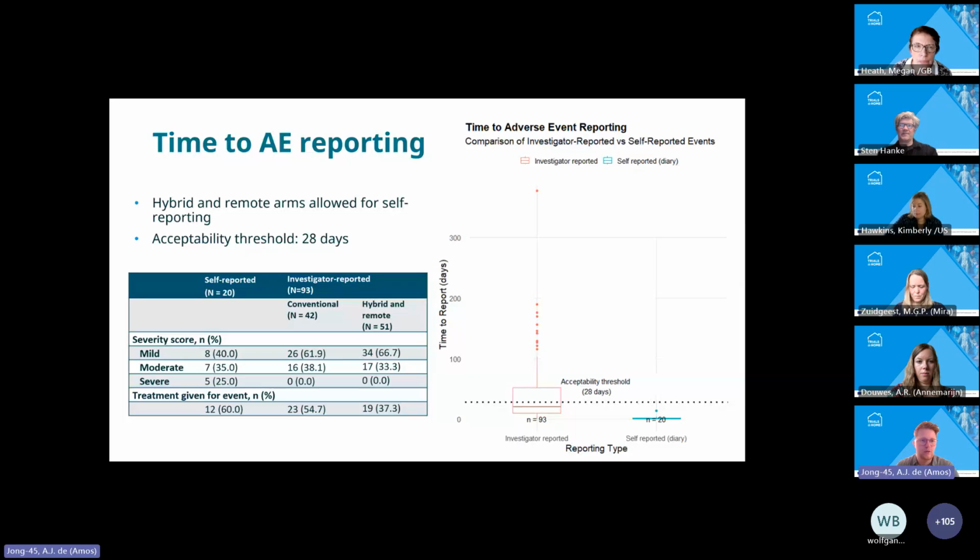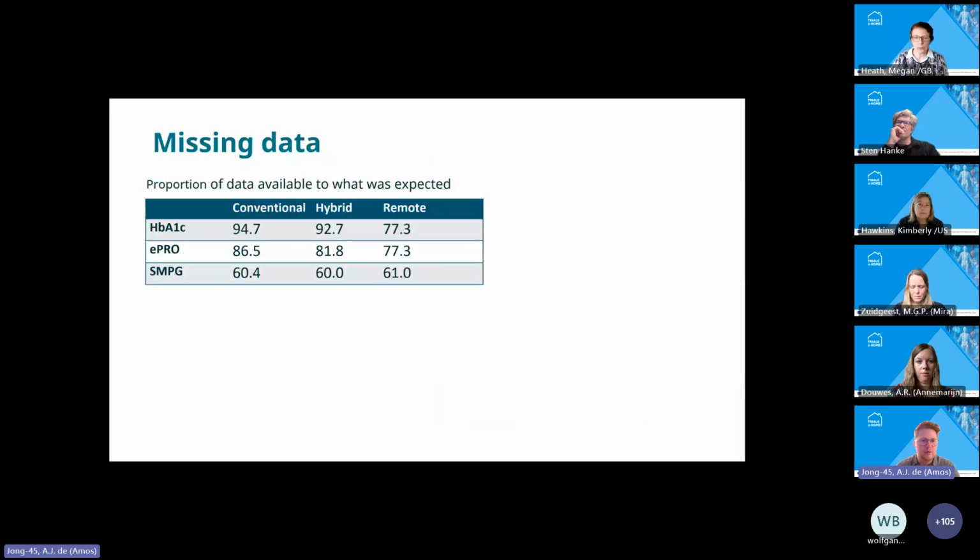If we then move to the last outcome that I would like to discuss with you today, it is about missing data. Here in this table, you see the proportion of data that is available compared to what was expected, and that is then corrected for dropout over time.